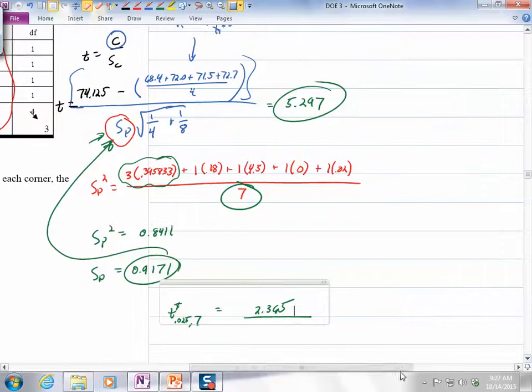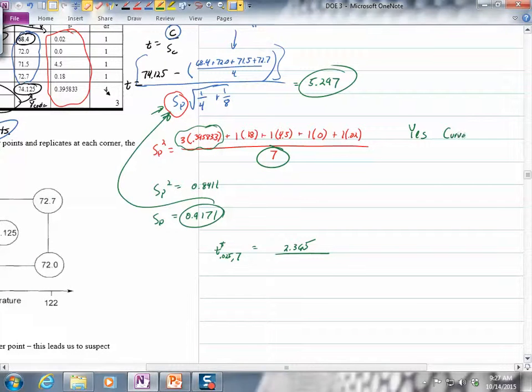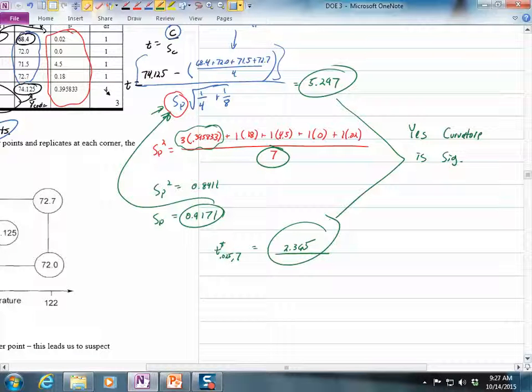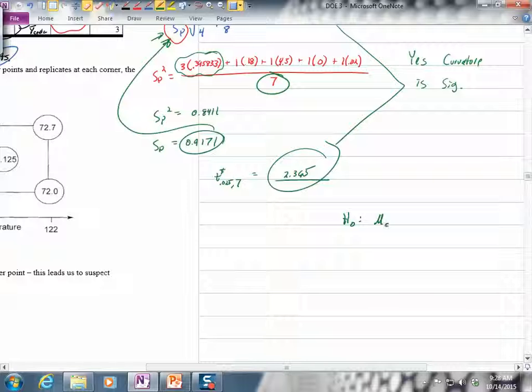So what's the conclusion? Is curvature significant or not? Yes. We're further out in the tails than the cutoff value. We are certainly in that rejection region, so we reject the null hypothesis. If we wanted to formally write down, our null hypothesis is the mean of this curvature value is 0. Alternate is that it's not 0.